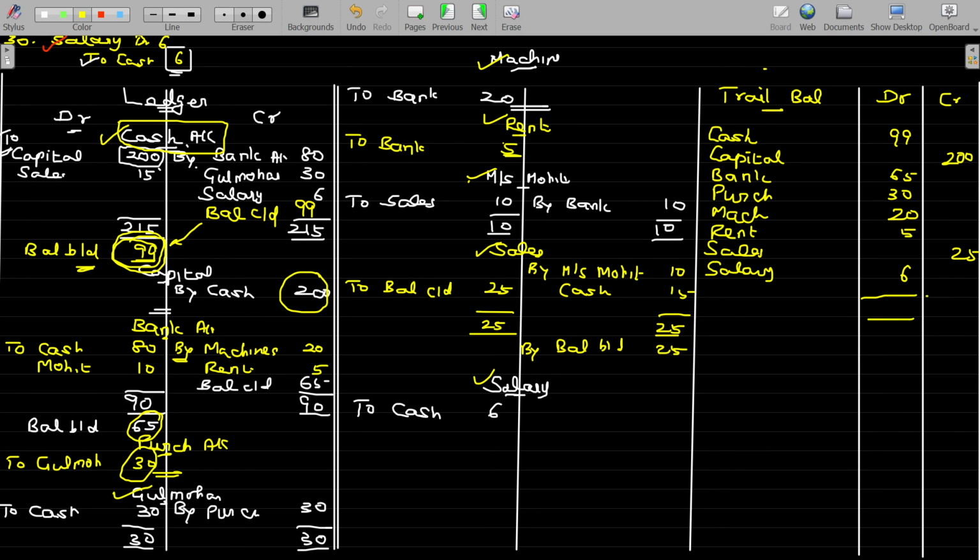If you tally this, the trial balance should get tallied. Come on, verify whether it is agreeing with the 225 value. Make it faster. 99 plus 65 plus 30 plus 20 plus 5 plus 6 is 225. It's matching. This is called trial balance. Is that clear?